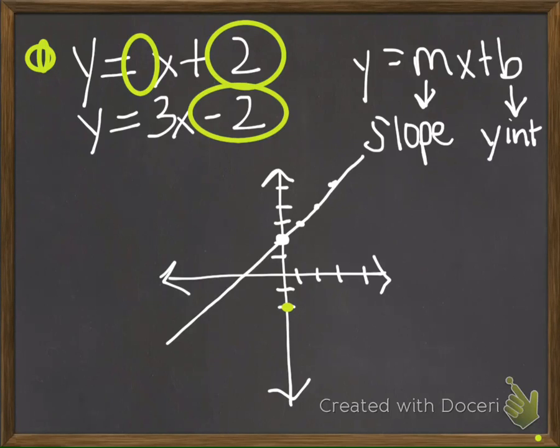Oh, sorry, wrong color. Okay, and then we look at our slope. What is our slope? What number comes before the x? 3, okay? But 3 as a slope, we need it in fraction form, right? So how do you put 3 as a whole number in fraction form? 3 over 1. Put it over 1. So our slope for this one is 3 over 1.